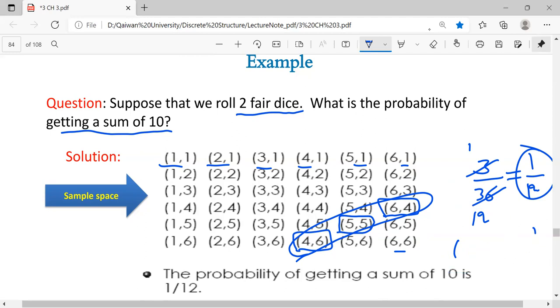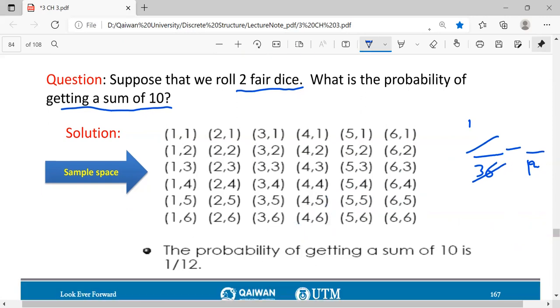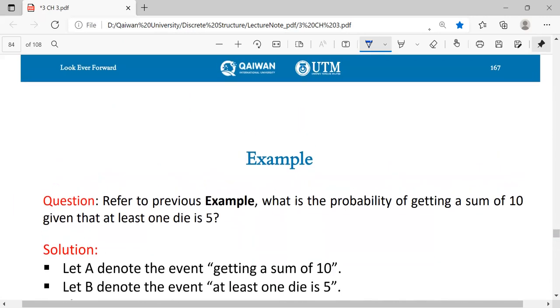Now we talk about some examples for conditional probability. It says, refer to the previous example. What's the probability of getting a sum of 10, given that at least one die is 5? Yeah, we have two events. One of them is that the sum is 10, and the other one is that we have at least one 5.